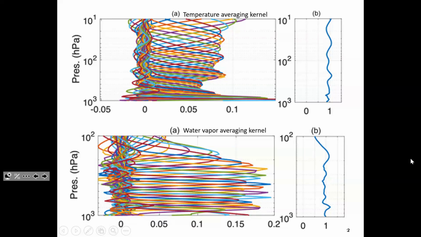And then the summation of all this together, if they are close to 1, that means all your information comes from the measurement, from your retrieval, not from the a priori. Now for the water vapor, this is for temperature. For the water vapor, you can see most of them are close to 1, but here it's not exactly 1. So that means some information is from the a priori, so you have less information in the upper atmosphere.